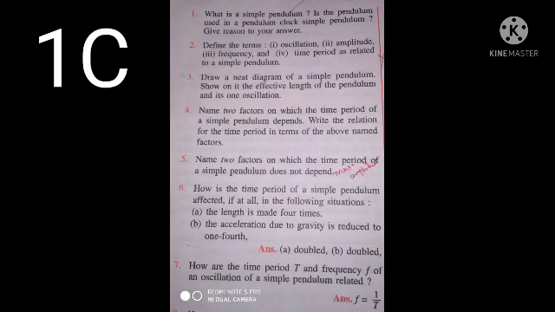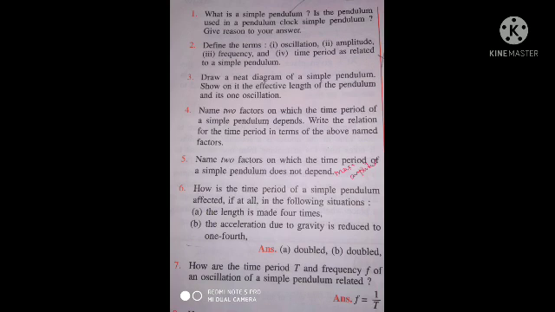Exercise 1C. What is a simple pendulum? Is the pendulum used in a pendulum clock a simple pendulum? Give reason to your answer. A simple pendulum is a heavy point mass known as bob suspended from a rigid support by a massless and inextensible string. No, the pendulum used in a pendulum clock is not a simple pendulum, because the simple pendulum is an ideal case. We cannot have a heavy mass having the size of a point and a string having no mass.